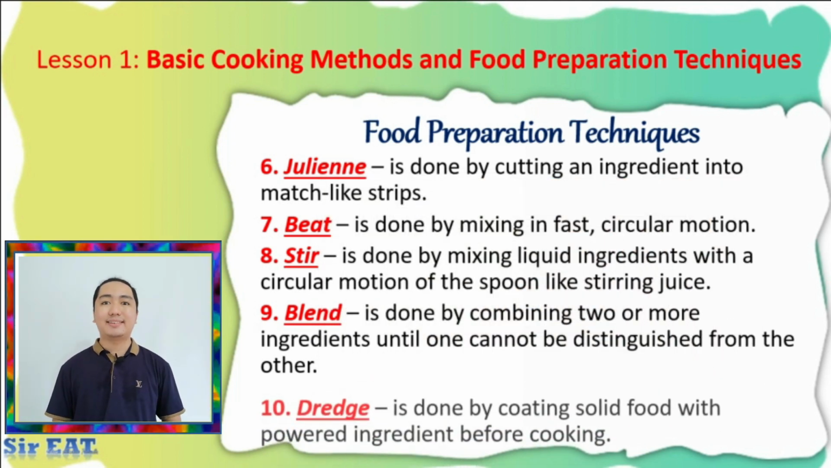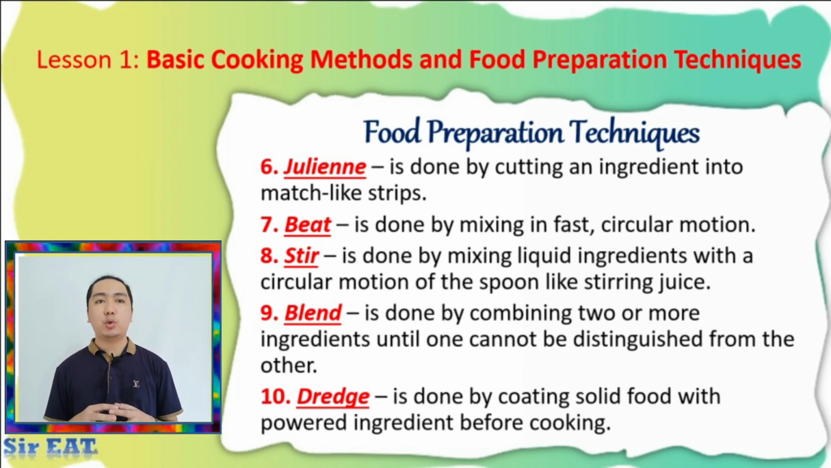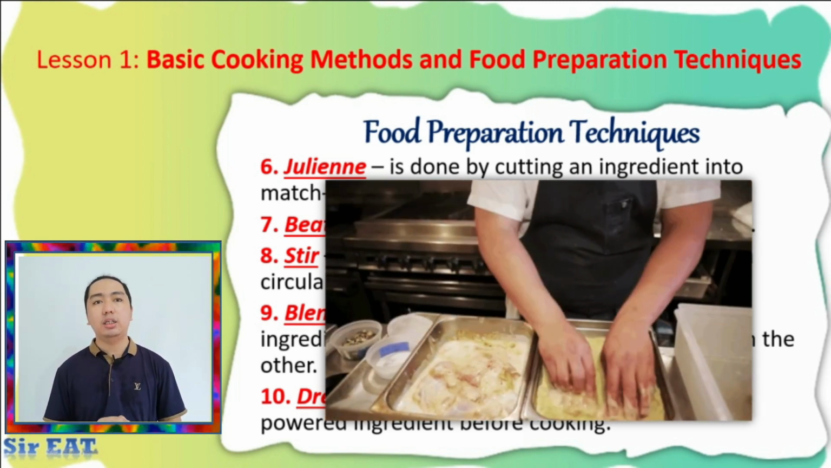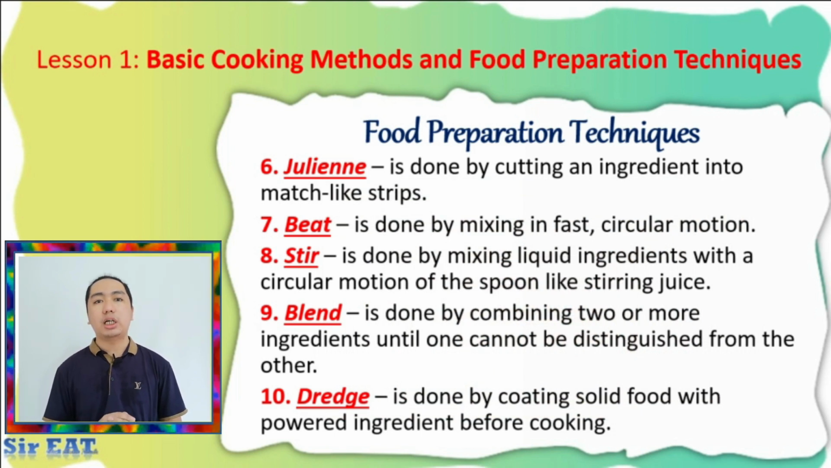Next, number 10 is dredge. Dredge is done by coating solid food with powdered ingredients before cooking. This is frequently used when deep frying breaded food such as fried chicken and calamares to make it crispy. Breading foods like meatballs and burger patties also holds the ingredients intact to retain their shape while cooking.